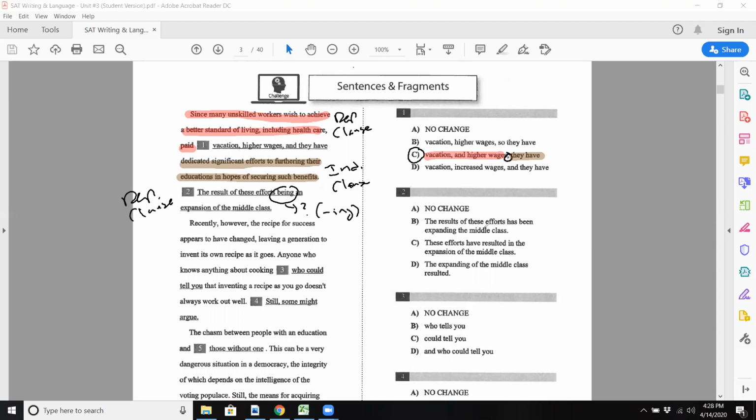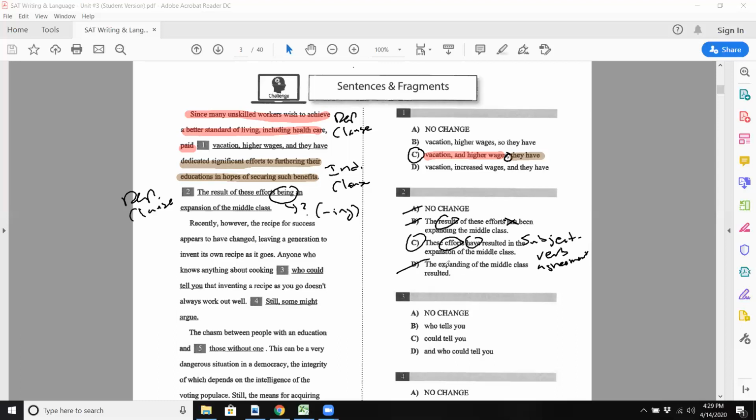The results of these efforts has been expanding. That probably could work, but we're talking about the results, so I'm not sure if I like has been. That's sort of verb screen. These efforts have resulted in expansion. Now I like that because of efforts and have. You have subject verb agreement, which is a separate grammar rule to consider, and that's being satisfied. So I like D.